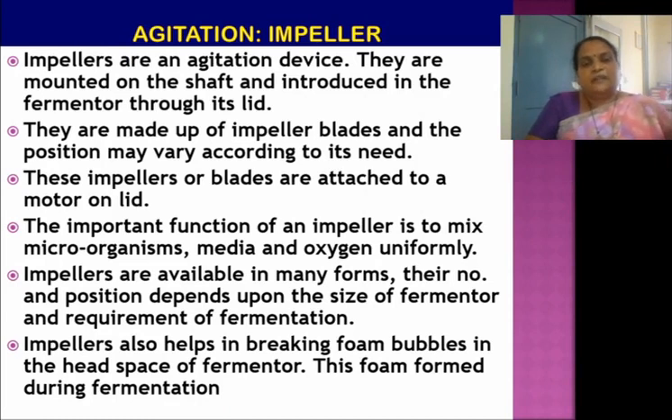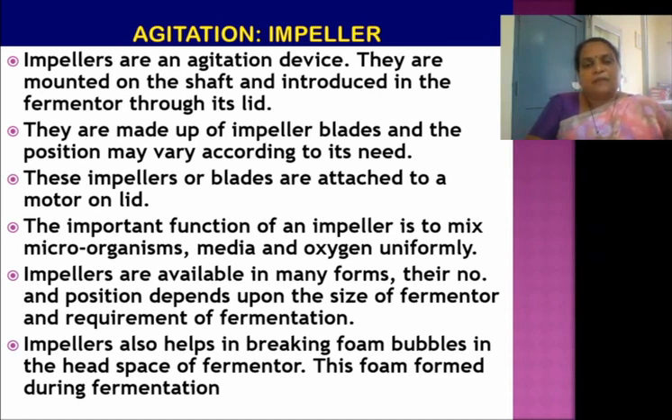Next part of the fermenter is the impeller. Impeller is used for agitation. Agitation means stirring or mixing device. Impellers are an agitation device. They are mounted on a shaft and introduced into the fermenter through its lid. Means there is a central shaft. On this shaft the impeller blades are mounted and this shaft is fixed onto the lid of the fermenter. It is driven with a motor.